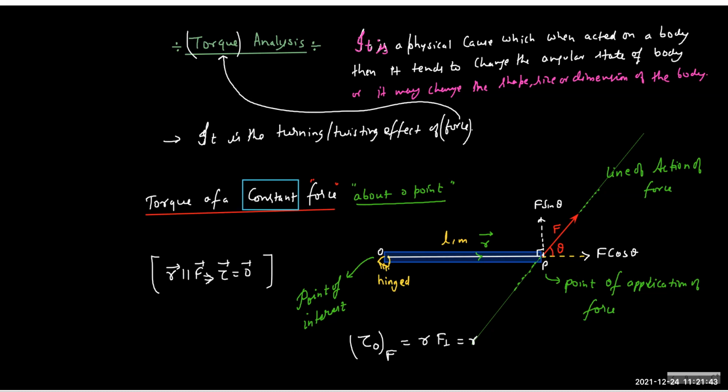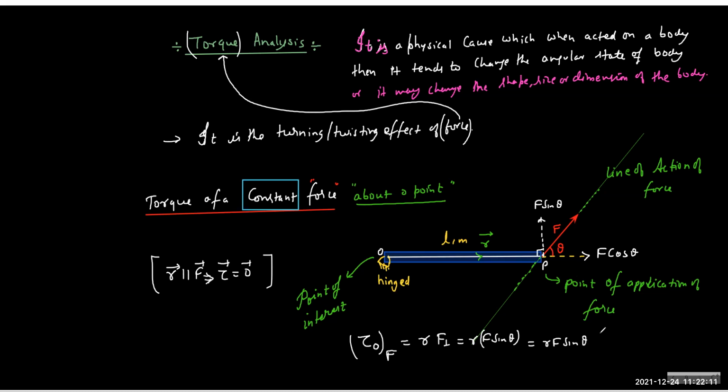Now I can write R, and what is F perpendicular? It is simply F sin theta for this case. And therefore, this you can write as R F sin theta. Now if you look carefully, the R vector and the F vector are shown in the figure. What is theta? Theta is the angle between R and F. Do you realize this?